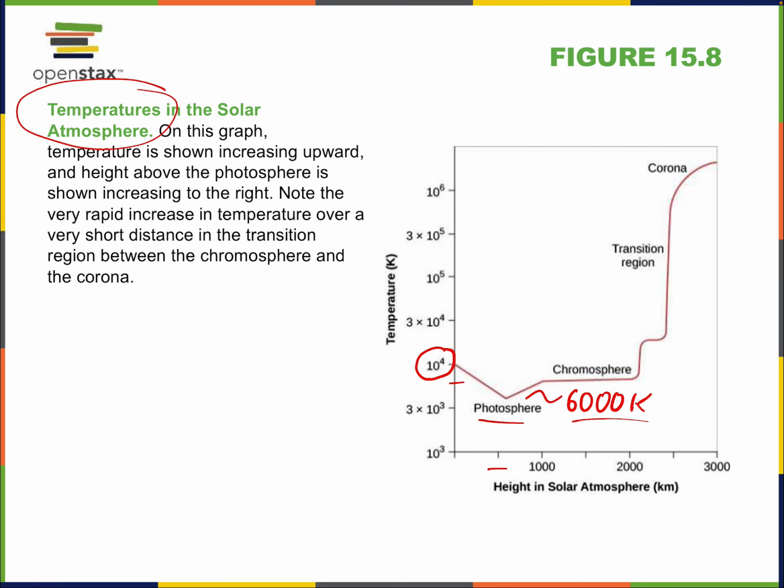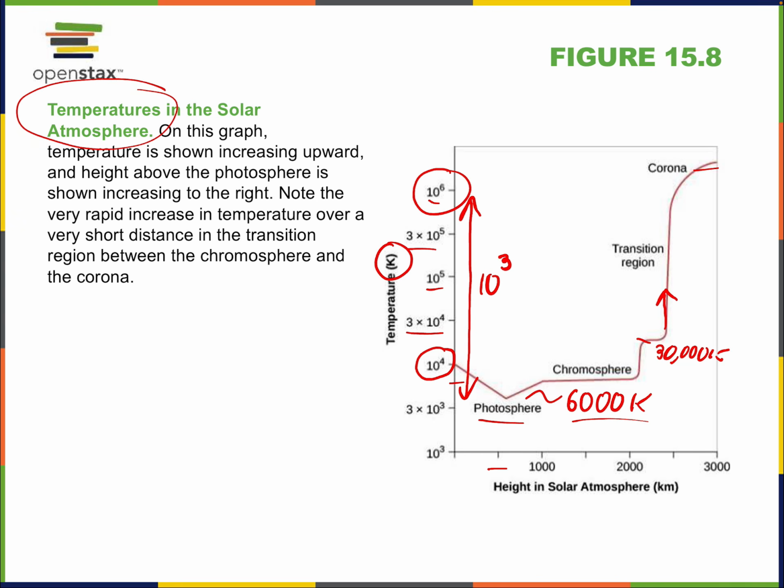But then it does jump up until we get up to a point here where we have 30,000, as noted right there, okay? And then it continues to jump up really dramatically in the transition zone. Look, 100,000, 300,000, and then finally 1 million. So the corona has a temperature of 1 million Kelvin, okay? So that's way hotter. I mean, look at the difference, right? That is 3 orders of magnitude hotter. It's 1,000 times hotter in the corona than it is at the photosphere.